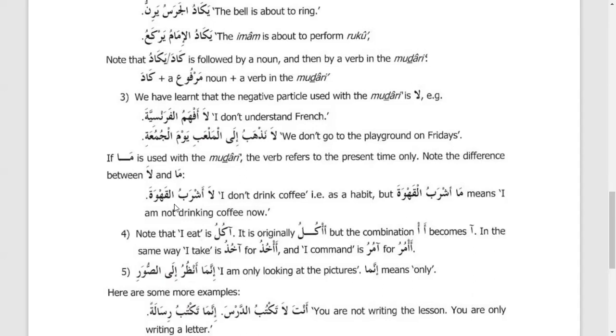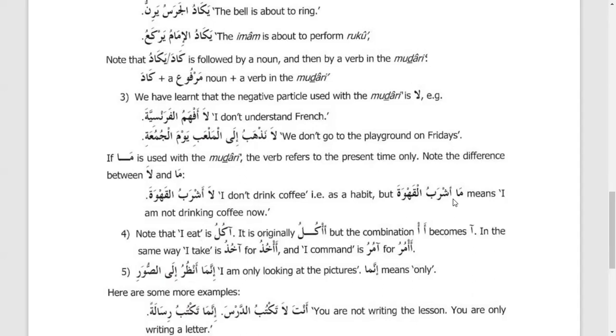But if there is something that you don't want to do right now, al-an, then you will use ma ashrabul qahwata, ma uridu an alaba, I don't want to play now. So if there is anything that you don't want to do now, then we can use ma with the present tense, and this is okay. But what happens when we use ma with the present tense? Then it converts it only to the situation that is happening right now.